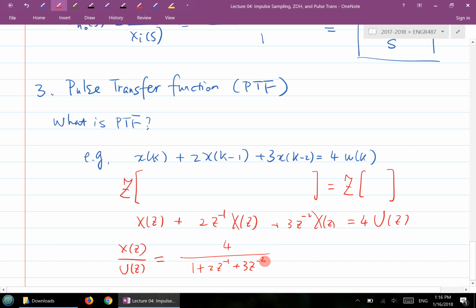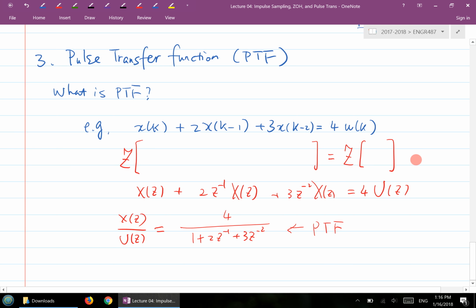Now this is an example of the so-called pulse transfer function. But this is actually an easy one because there's nothing else. The starting point is already discrete on both ends. What's written at the end here is an example of what we would call the pulse transfer function. This is the counterpart of the Laplace transfer function for a system.